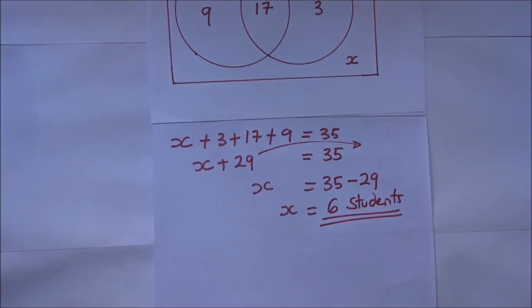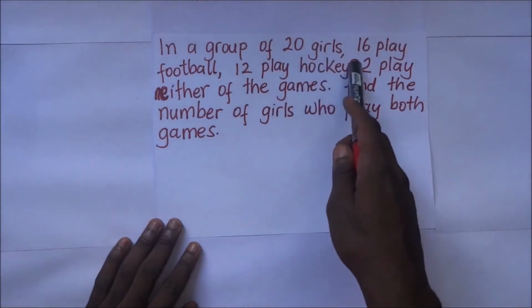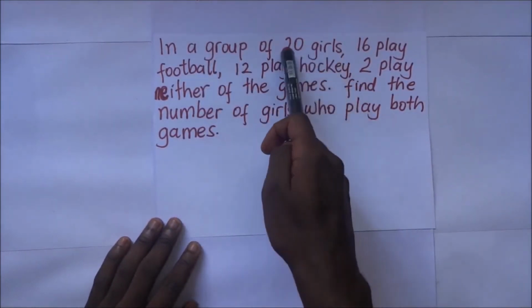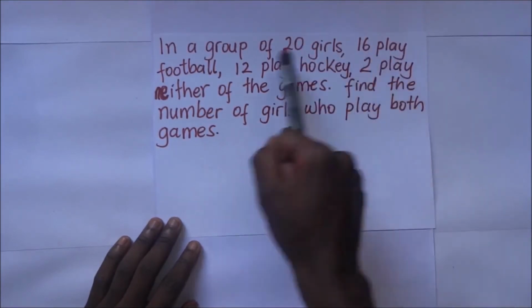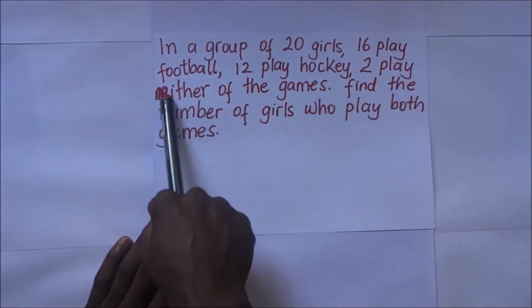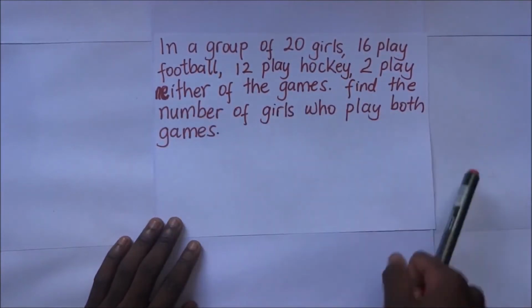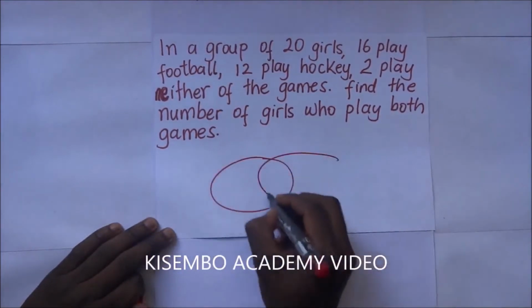Let's go on to the next question. In our next question, they're telling us that in a group of 20 girls, meaning this is our universal set, there are a total of 20 girls, 16 play football, 12 play hockey, and 2 play neither of the games. Find the number of girls who play both games. Let's summarize our information in a rough Venn diagram here.